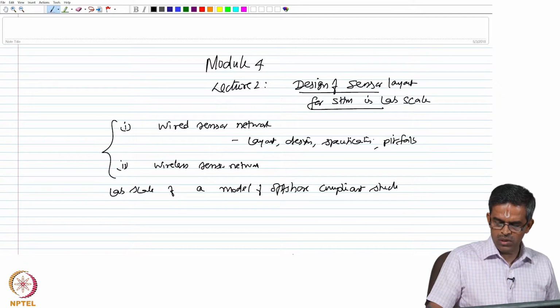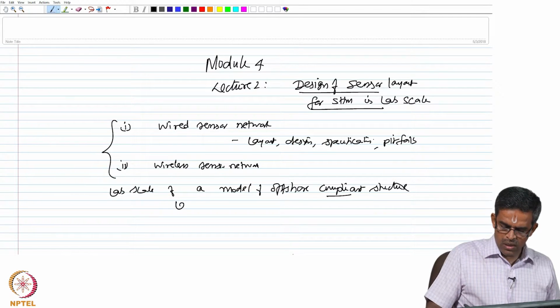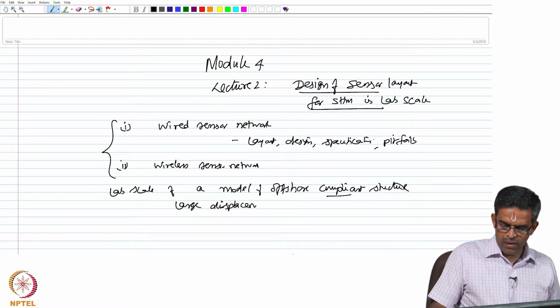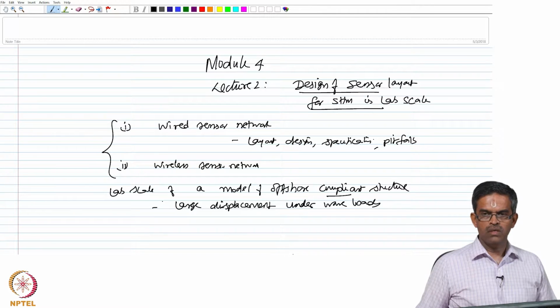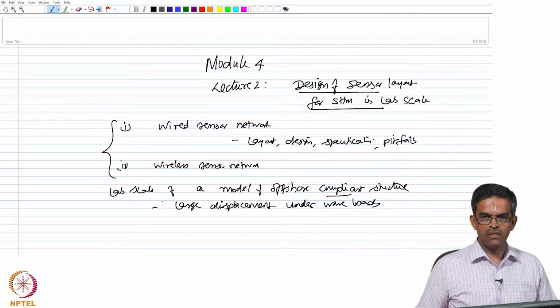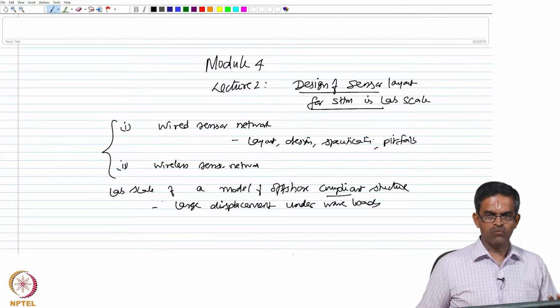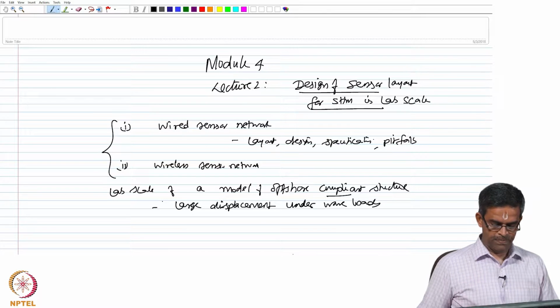Compliance structure is chosen because it undergoes large displacement under wave loads. So, that becomes easy for us to essentially use the existing available sensors for a wide range of frequency, which can be useful to capture the measurement data of the scaled model.